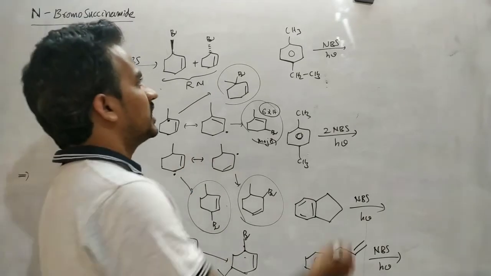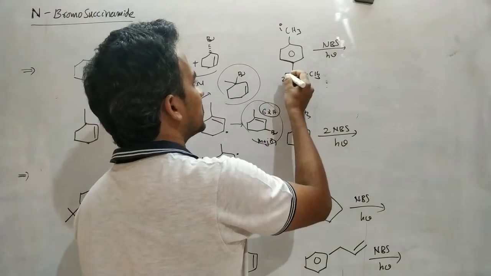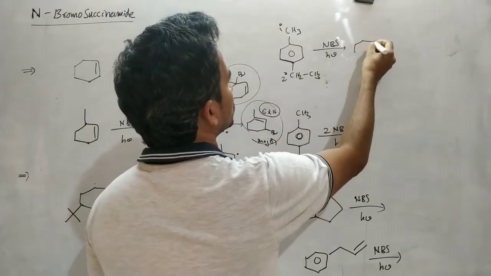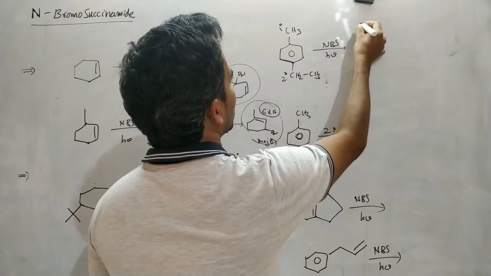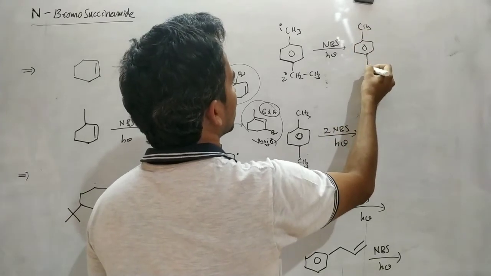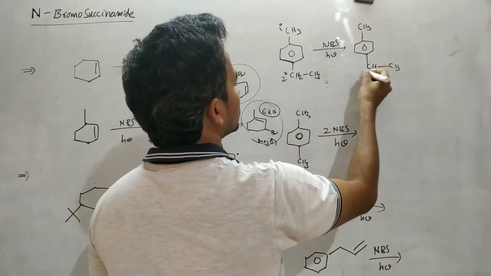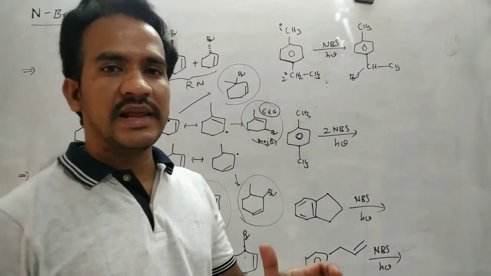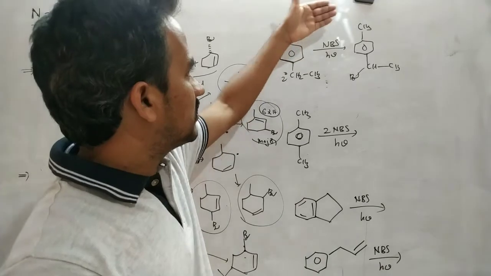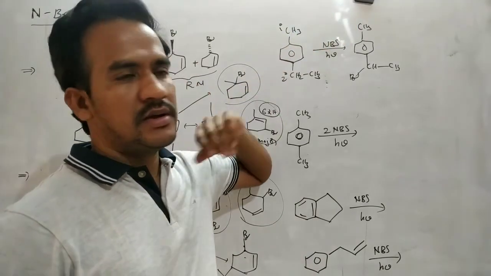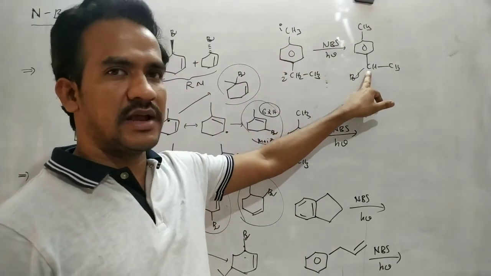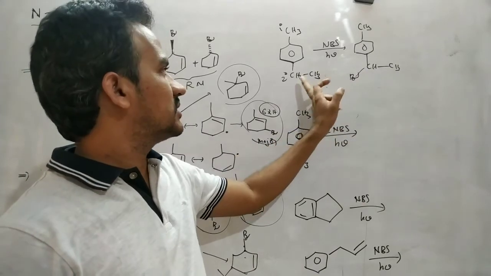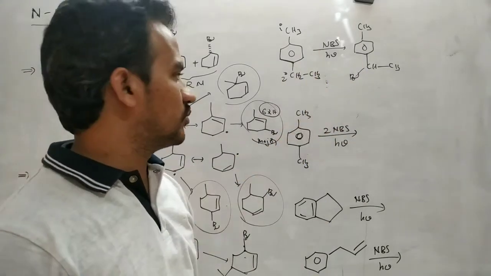Now coming to this one. It is a primary benzylic carbon, and this is a secondary benzylic carbon. So the secondary radical is more stable. That's why the secondary hydrogen is replaced by the bromine. That is benzylic as well as secondary. Here it is benzylic only but primary. Here it is benzylic and secondary, so a more stable radical. That's why this hydrogen is readily replaced by the bromine.